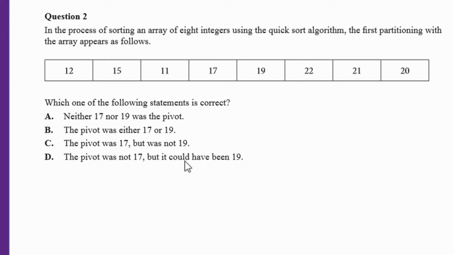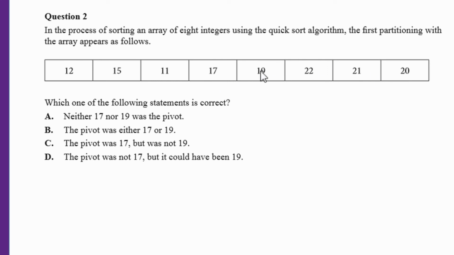The pivot was not 7, but it could have been 19. Okay, 17 and 19 have been put in the middle here. And if you look at either of them, 17, everything to the left is smaller. 17, everything to the right is bigger.